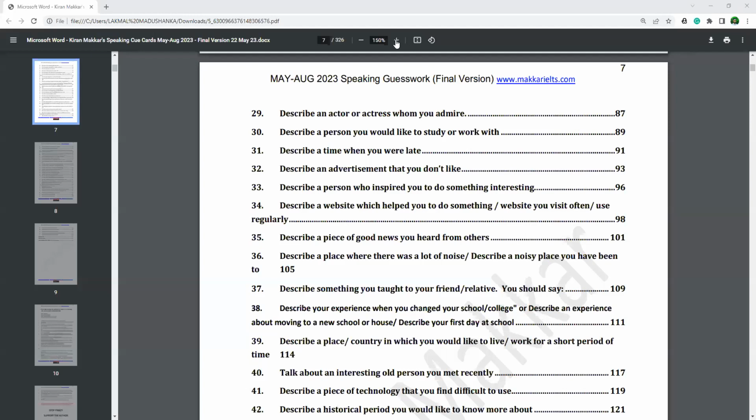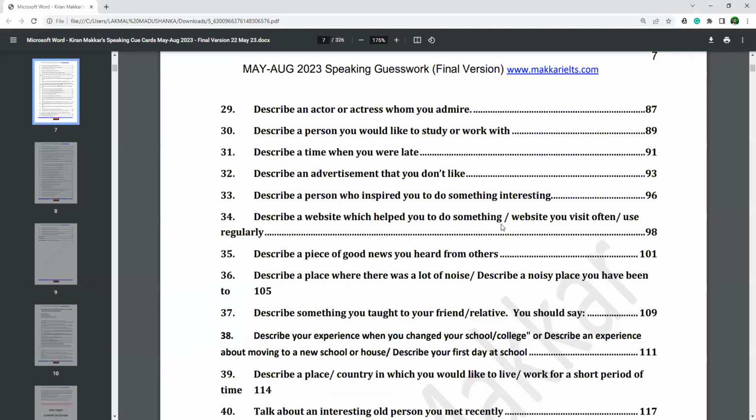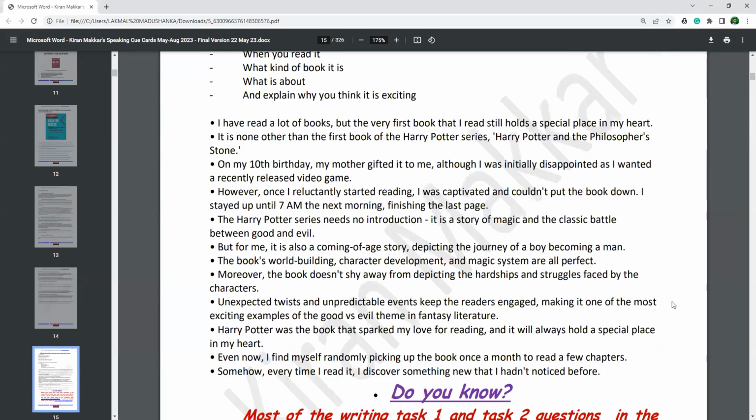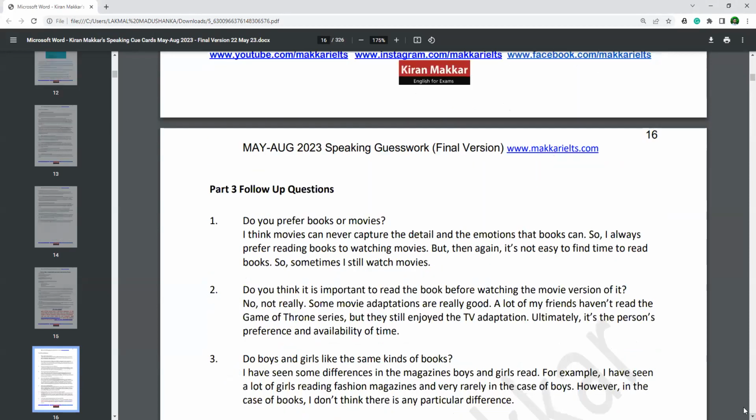Quickly, I will show everyone, then it might be valuable to you. Okay. This is randomly I pick. Number 2, describe a book that you have read many times. Let's go with part 3 questions, follow-up questions here.